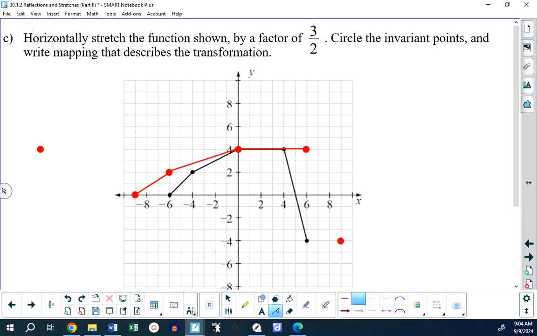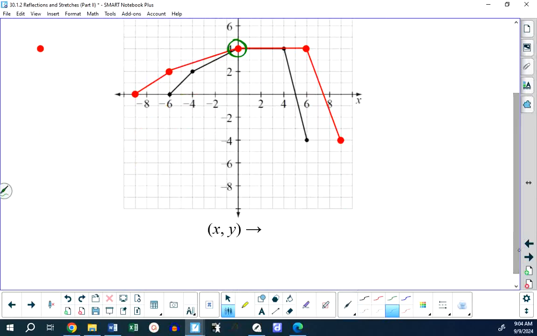So when we draw this, this is what the graph looks like. What's the invariant point? It's the y-intercept. A horizontal reflection will have a y-intercept as invariant, and horizontal stretches have a y-intercept that's invariant. The mapping will be x comma y turns to 3/2 x comma y. Are we okay with C?